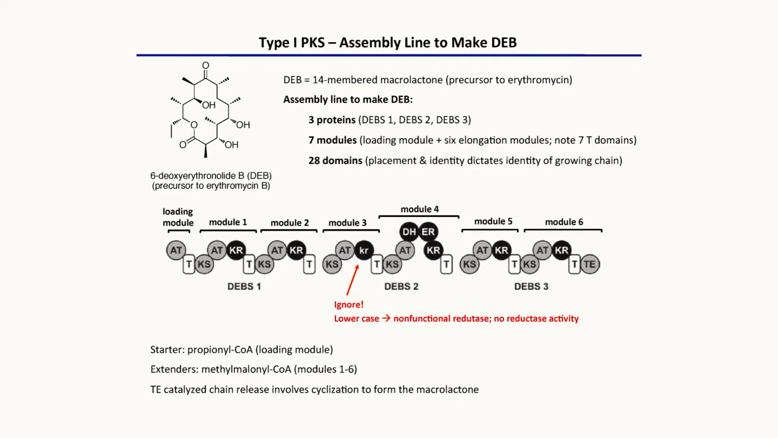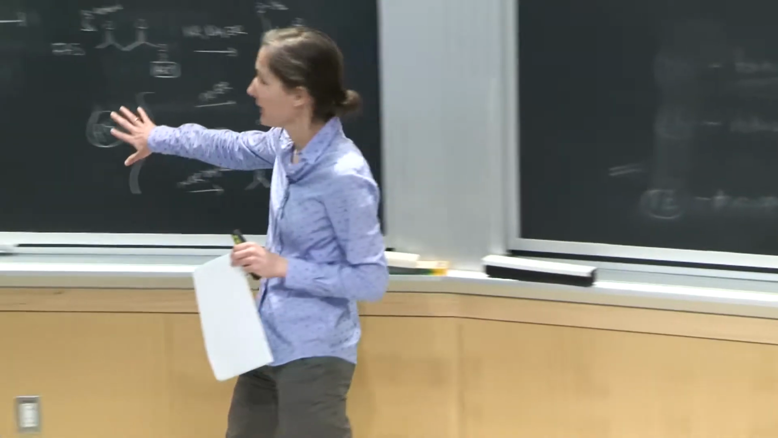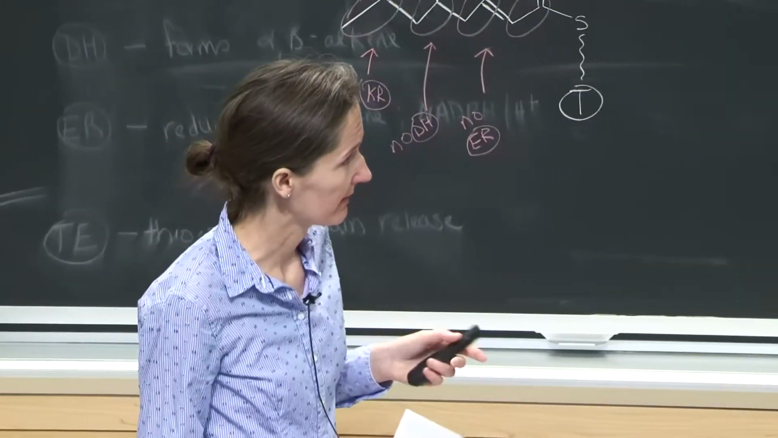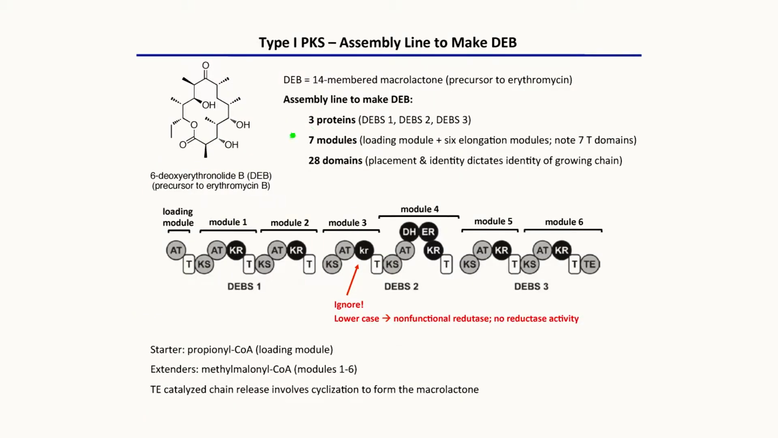So what do we see looking at this polyketide synthase? It's more complicated than this one here, but the same principles apply. And what we'll see is that it's comprised of 3 proteins. There's 7 modules, so 1 loading or starter module and 6 elongation modules, and there's a total of 28 domains. Okay? And as said before, the placement and identity of these domains dictates the identity of the growing chain. So let's take a look.